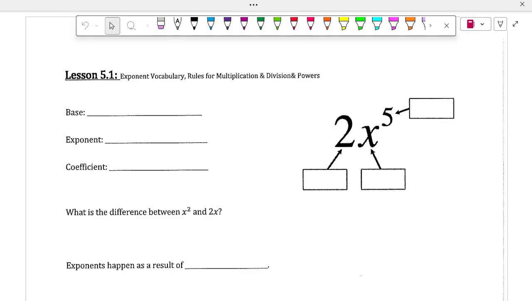The basics that you need to know about exponents are the base, the exponent, and the coefficient. So, of 2x to the 5th, which value is considered the base? X. So x is considered the base. So the base is the value raised to a power. What value is the exponent? Right, 5 is the exponent. So the exponent is the value of the power.